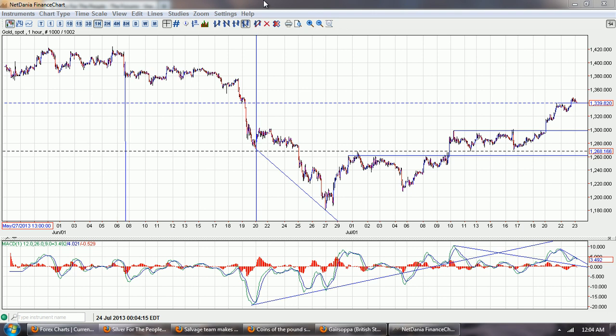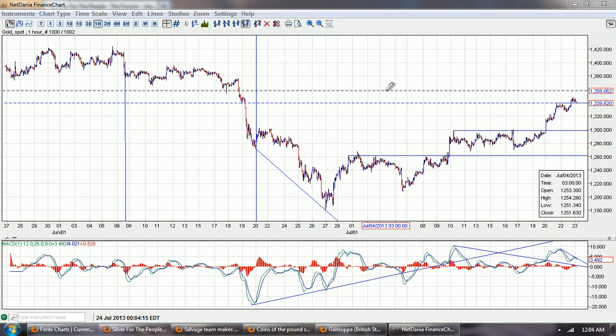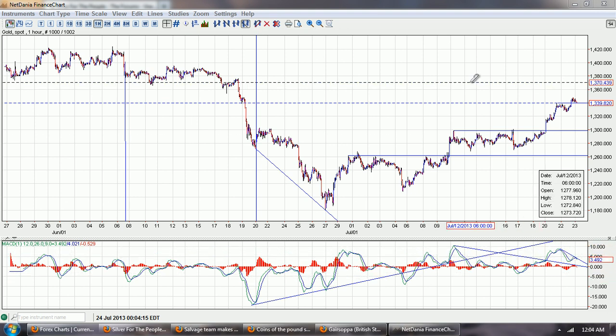This is the 1 hour gold chart provided by netdenia.com. You can click on the link below. Now, I've drawn a number of lines in here. I'm going to try to explain these lines.